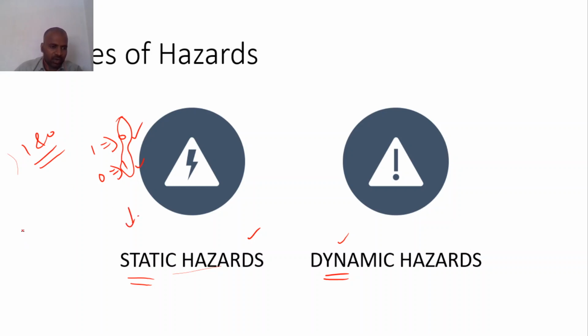Just now I told you, for an AND gate, if I give 1 1, my output is 1. If suppose 0 is coming here, there is a fault, and that is what a hazard is. This is called a static hazard because only one output is coming.